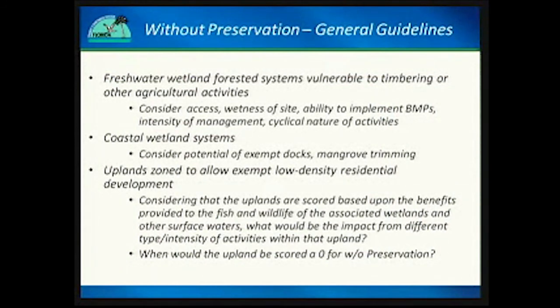Here are some other things to consider. Timbering, silviculture activities. And we've already talked about the cyclical nature of these things, whether they're clear-cut, whether they're tiger-striped, that sort of thing. Use a reasonable scientific judgment to get there. Exempt docks, exempt mangrove trimming, and I think we already hit on uplands zoned to allow for low-density residential development. And really, you have to look at the big picture and say, based on these few things that I'm going to consider, what will be my score? So we usually don't get too much into the weeds here, even though it's really easy to do so.